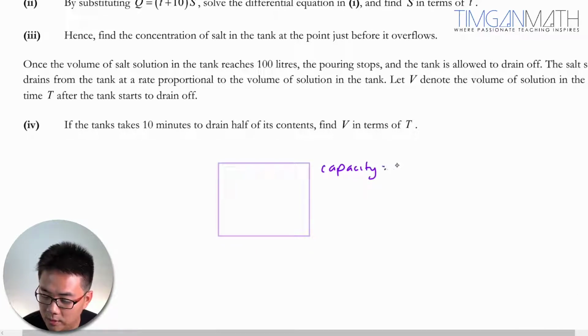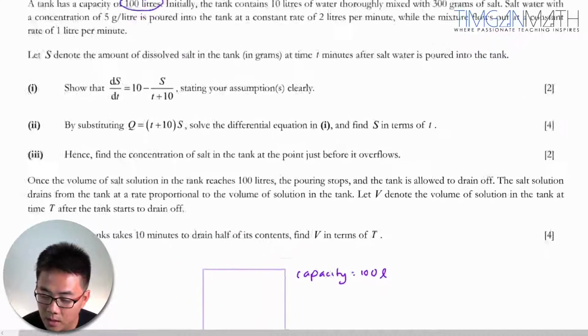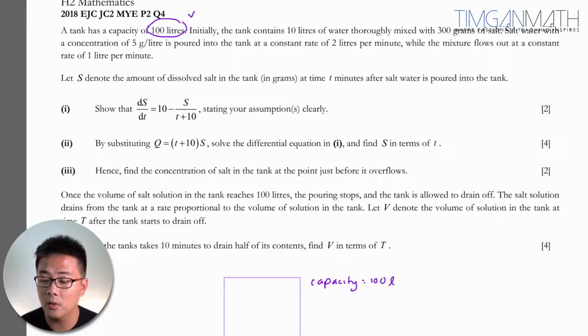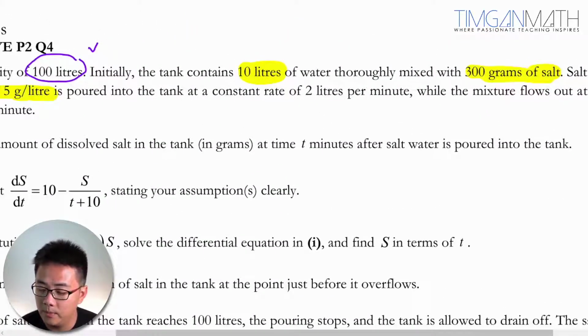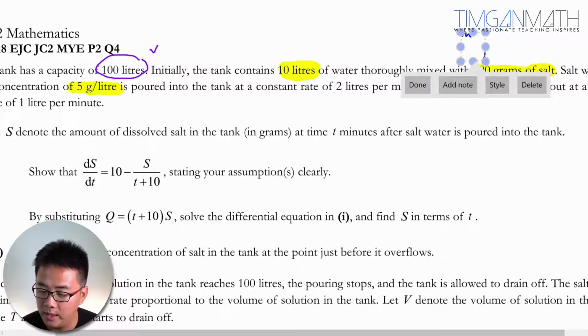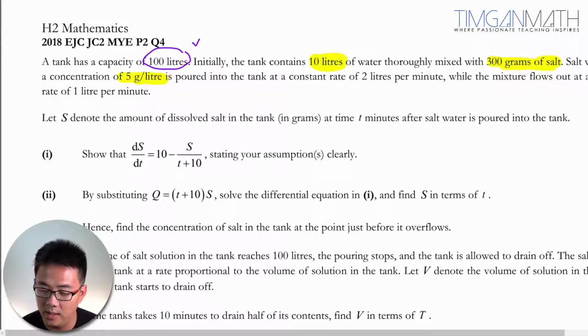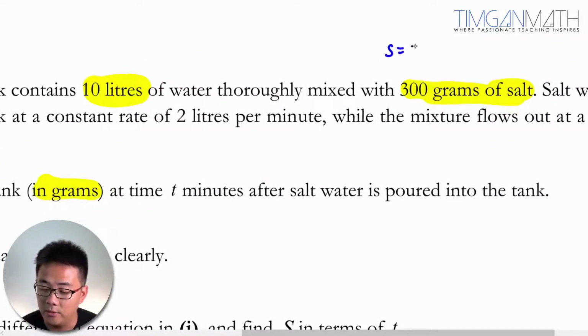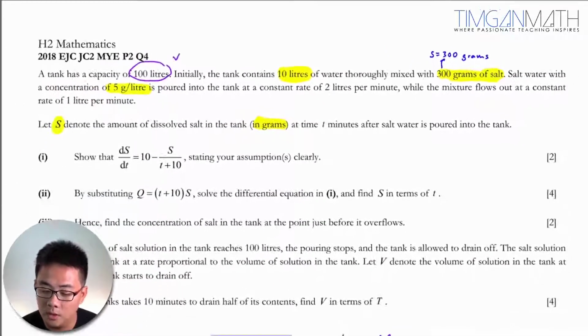Capacity of 100 liters. Okay, and then the tank contains 10 liters of water thoroughly mixed with 300 grams of salt. So anyway, this shows us that the mass of salt is given as the amount dissolved in the tank in grams. So in other words, this is S equals to 300 grams. Okay, that's one.